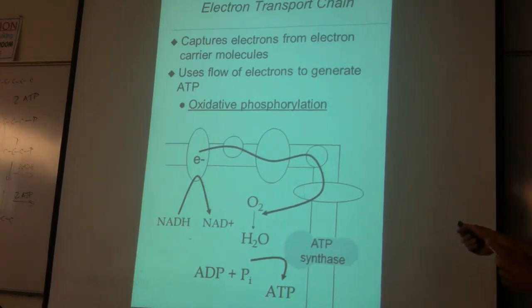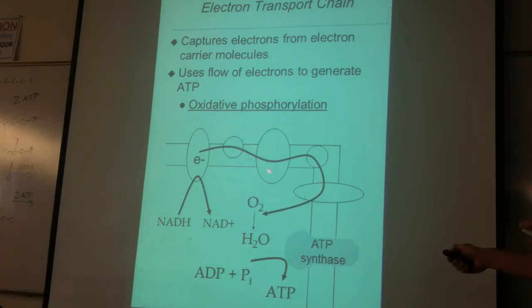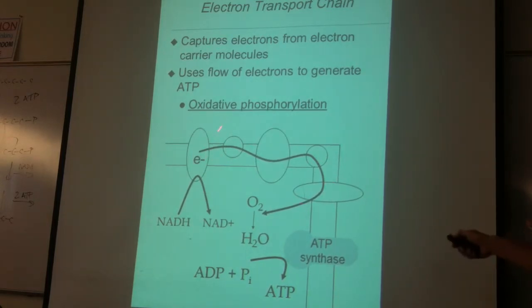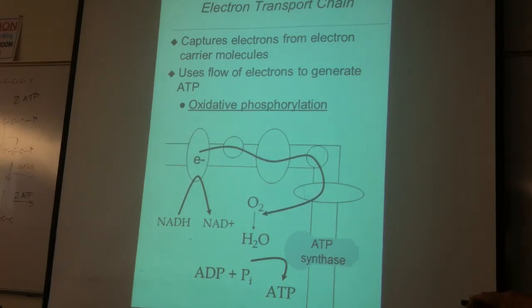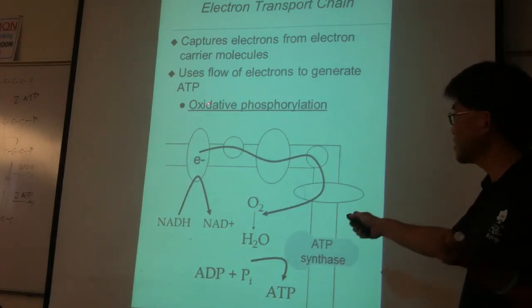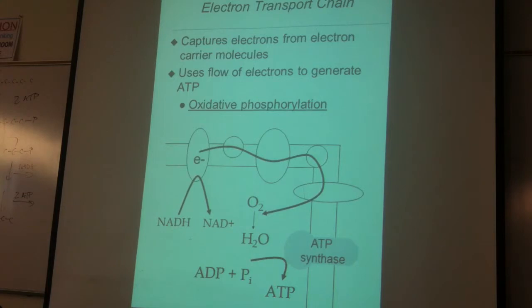What happens in the electron transport chain is that it captures electrons from electron carrier molecules. We have various molecules that make up the electron transport chain, which act as electron carriers. They capture electrons from one molecule and pass them on to another, so electrons get passed on from molecule to molecule. In this process, that flow of electrons is used to make ATP. So we actually get ATP out of this process. This is where the second ATP process comes into play. It's called oxidative phosphorylation, and this is where we get ATP being made.